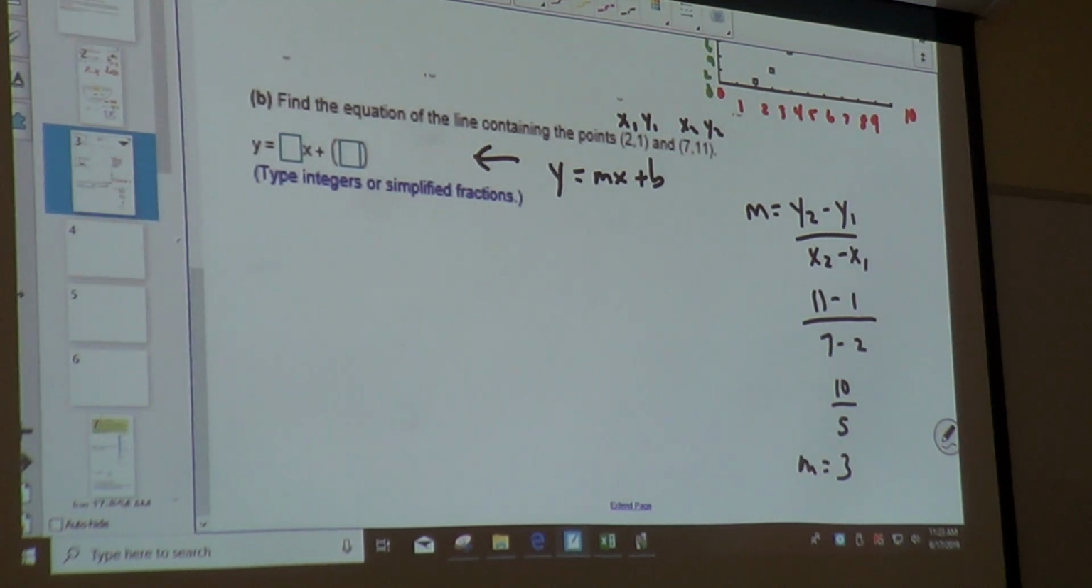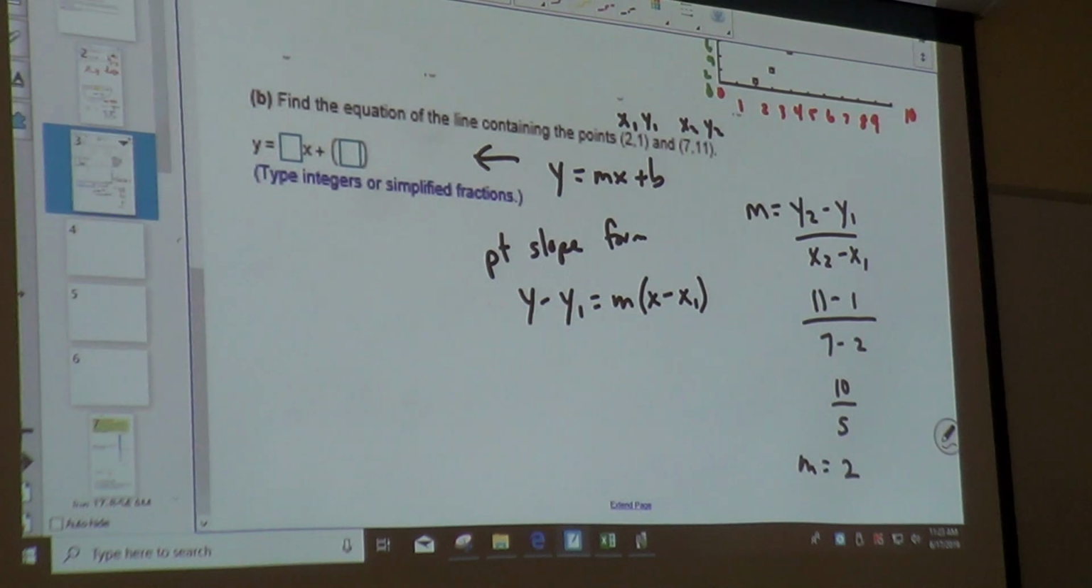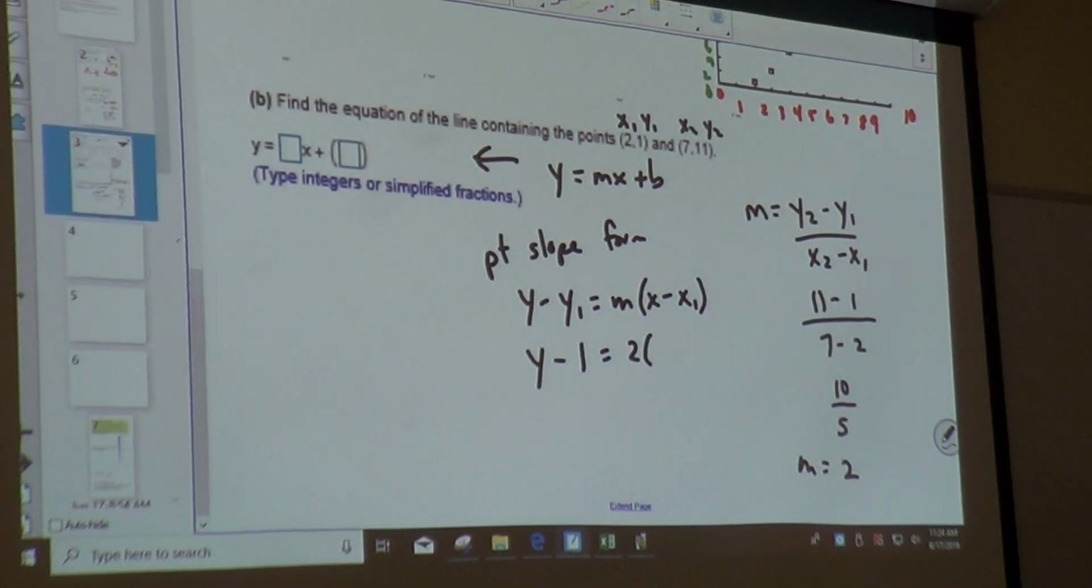Then they want you to use the point slope form. 2. Yeah, it was a 2. My bad. They want you to use the point slope form, which says y minus y1 equals m times x minus x1. This is good old algebra 1, algebra 2. Y minus, what is your y1? What is your slope? X minus, what's your x1? 2. And now they want you to make it pretty.